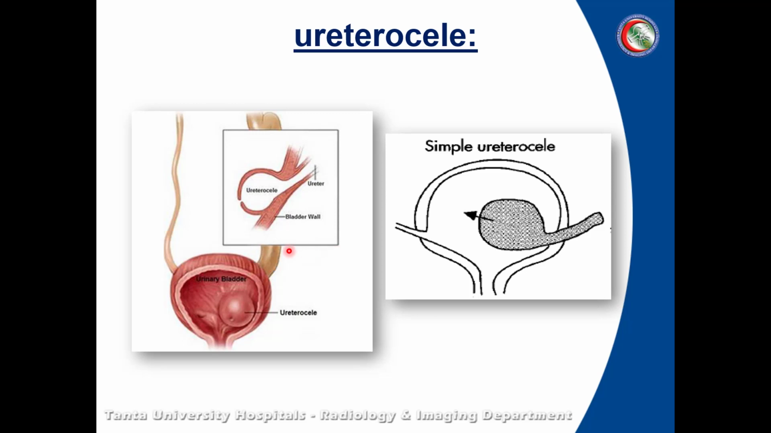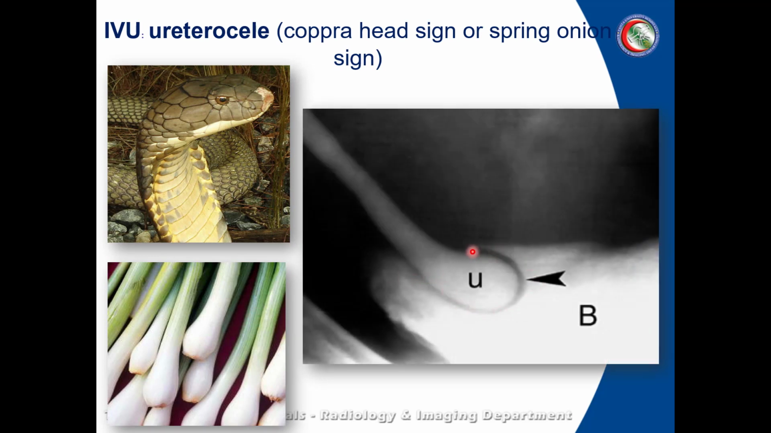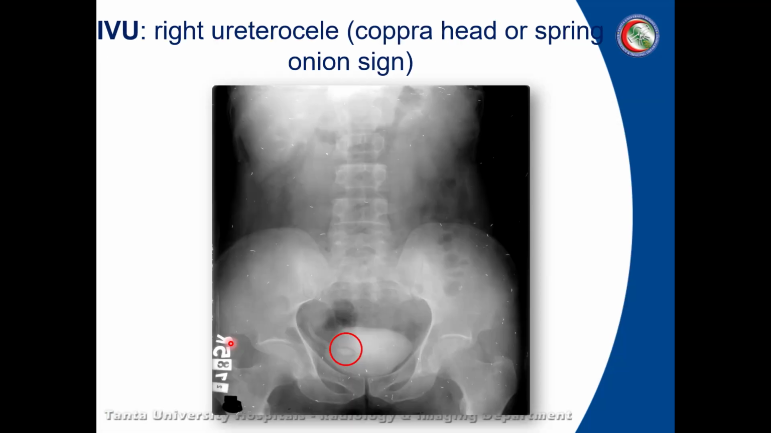Another lesion is ureterocele, where there is an inward outpouching and dilatation of the mucosa of the ureter at the vesico-ureteric orifice in the urinary bladder, which is called ureterocele. Ureterocele in IVU appears like this image. There is dilatation in the lower end of the ureter, giving the appearance of a cobra head or spring onion. So in IVU it gives the cobra head sign or spring onion sign.